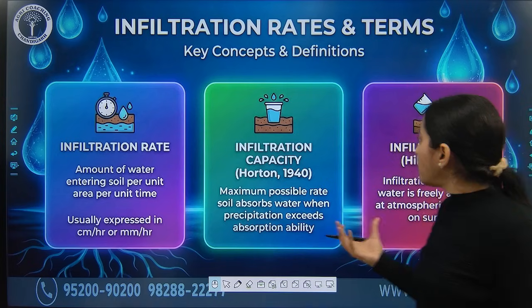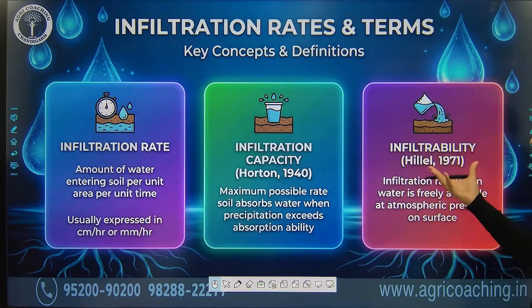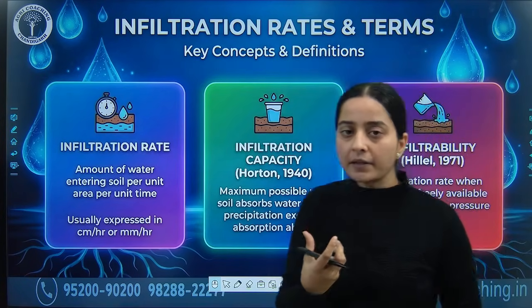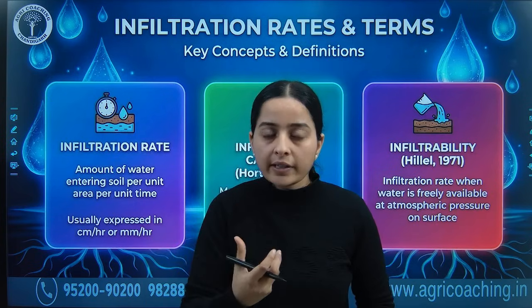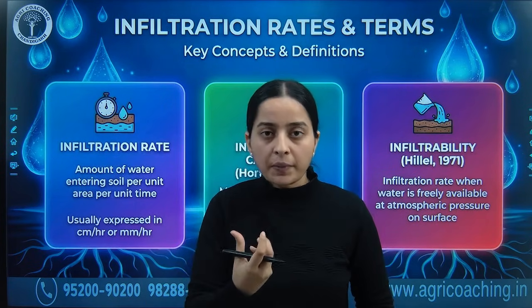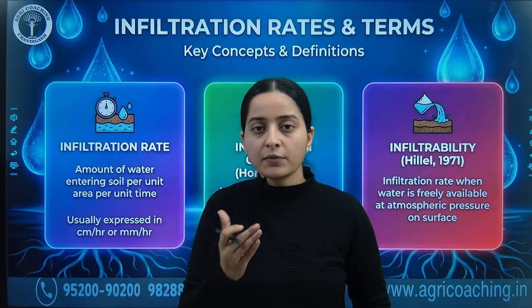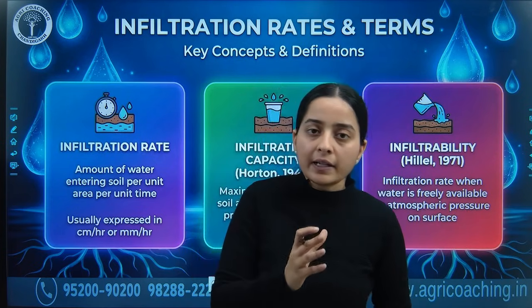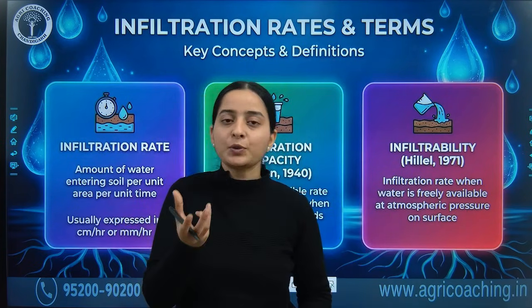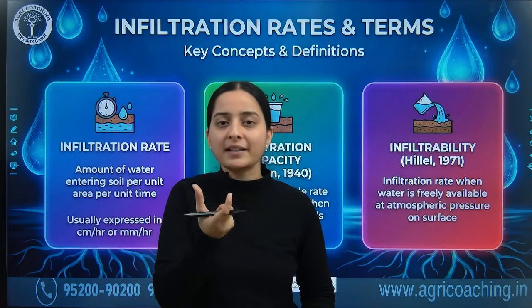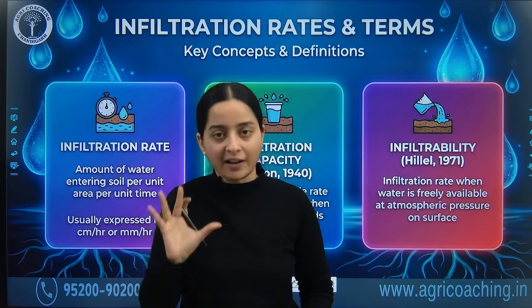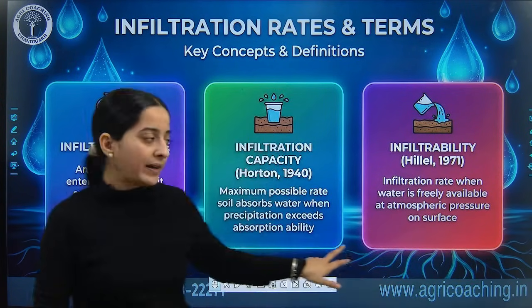So whatever rainfall occurs after those 4 or 6 hours is not going to let in now. Next one is infiltrability. That term was given by Hillel. It is the rate when water is freely available at atmospheric pressure on the surface, meaning how easily, for example, a hungry person can eat quickly or at good speed. But the person who is already full, definitely their speed to eat that food is less as compared to the hungry person. Similar in the case of soil.